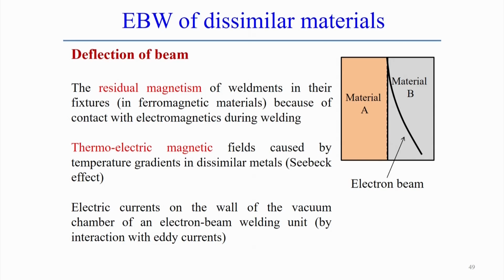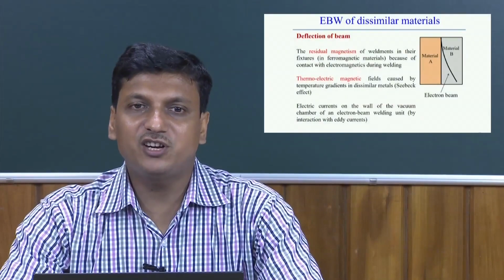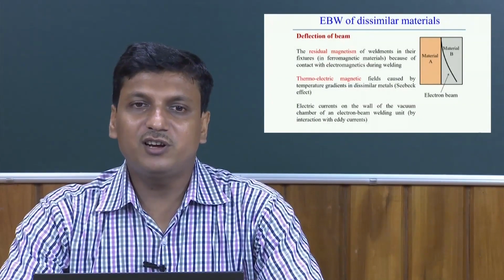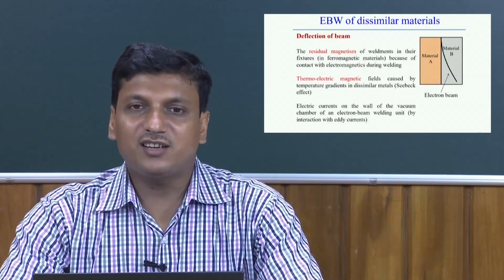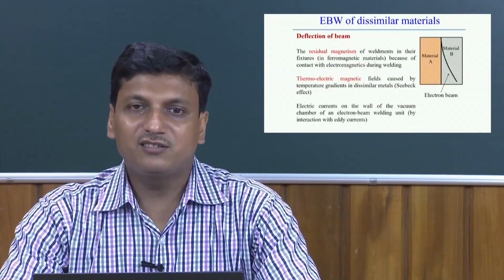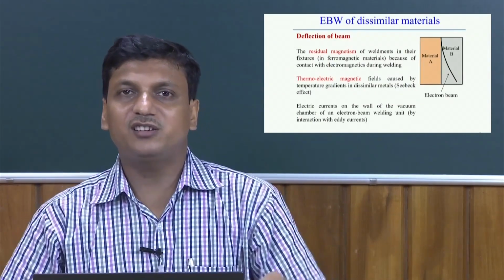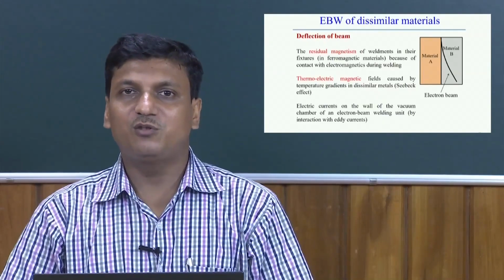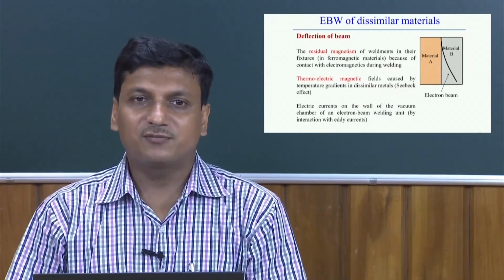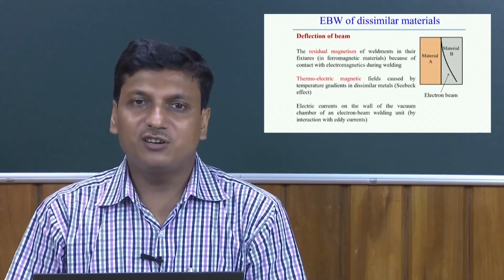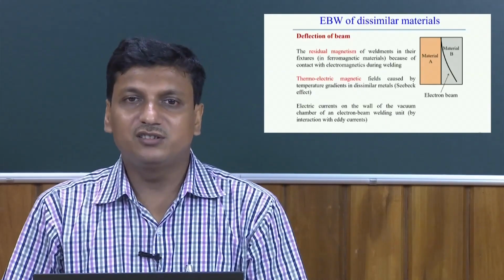So, what are the typical reasons for the deflection of the beam along the depth direction of the material? First, residual magnetism in the weldments and their fixtures may be one of the reasons. The residual magnetism may exist in the fixtures in the case of ferromagnetic materials, and during the welding the beam gets deflected due to the electromagnetism during the welding process. That is the most important thing during the joining of dissimilar materials. So, what may be the other reasons for the beam deflection?